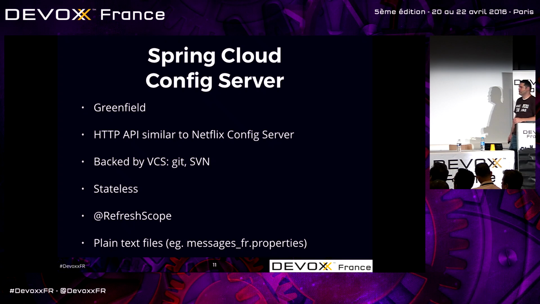We also have a new feature in Brixton to send plain text files. So we've had a couple of people use that for distributing message sources, for example. So your internationalization files can be served up by a configuration server.